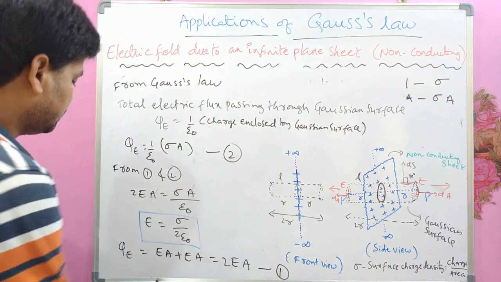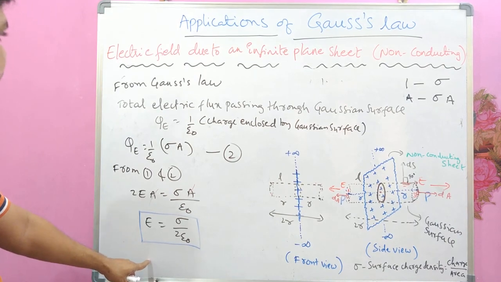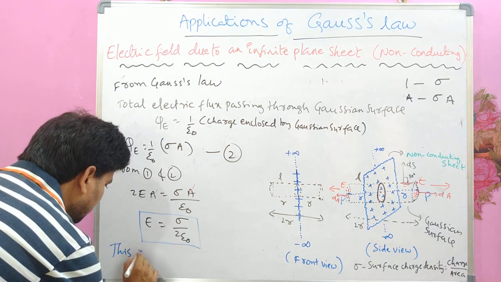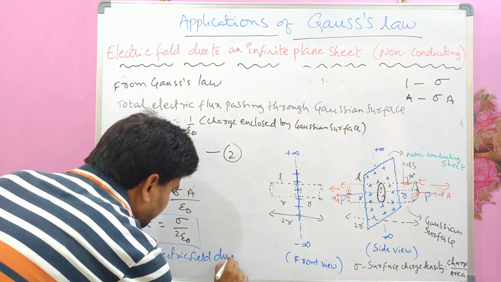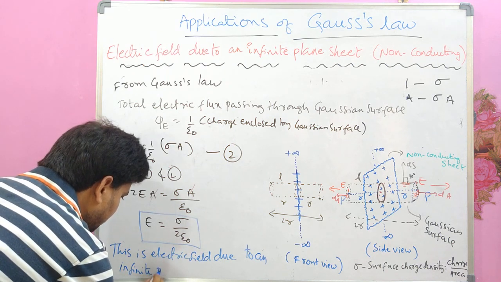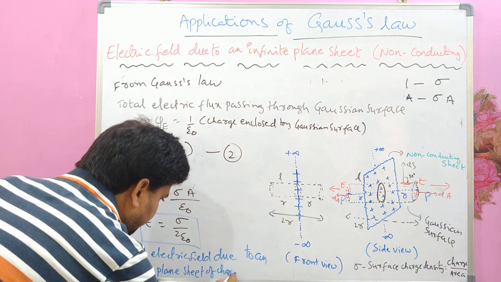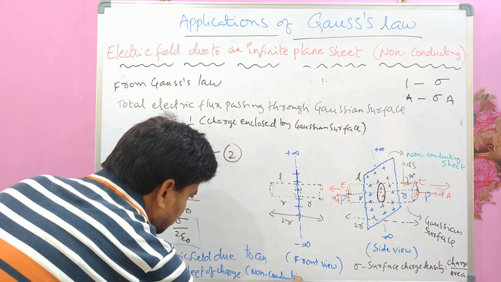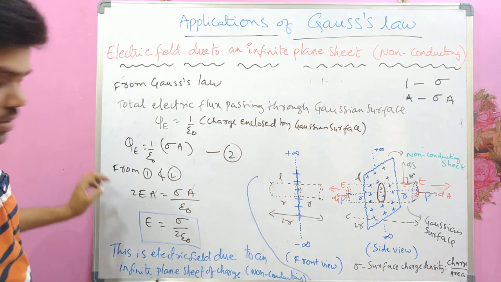This is our answer. So this is the electric field due to an infinite plane sheet of charge, non-conducting. Remember, this is non-conducting. This one, sigma by 2 epsilon naught.